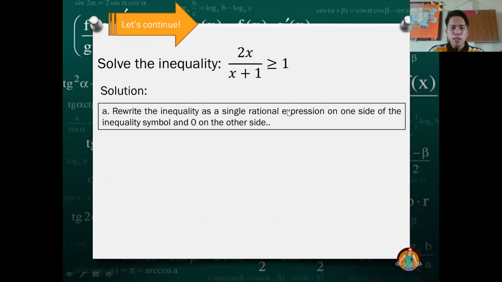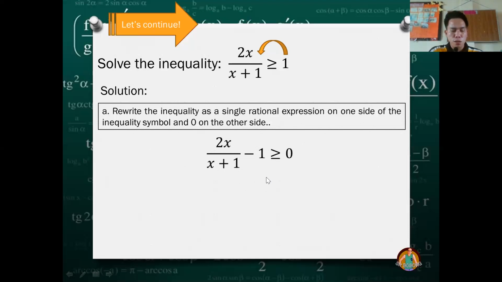So, minus 1 tayo. So, we'll have 2x over x plus 1 minus 1 is greater than or equal to 0. So, yung 1, nilipat sa kabila. So, yung gagawin nyo naman is transposition method. So, yung positive 1, kapag nilipat mo sa kabila, nagiging negative. So, pwede rin yun na eliminate 1 by subtracting 1 in both sides. Okay? So, of course, we're going to make this rational expression single. Kasi dalawa siya, di ba? 2x over x plus 1 at negative 1. So, i-single na lang natin siya.